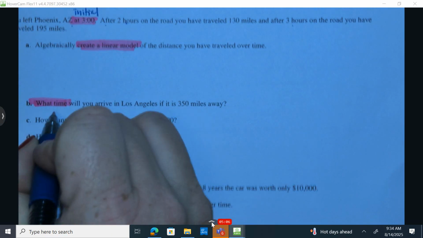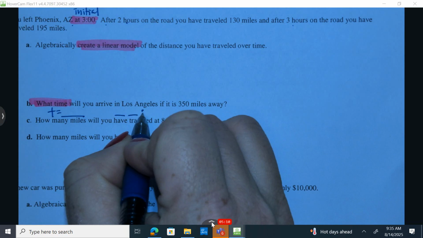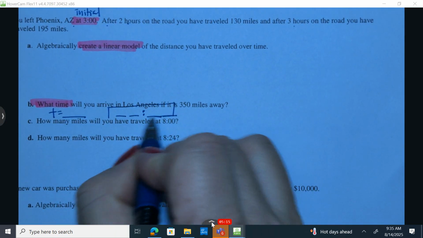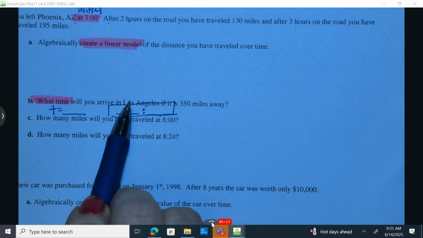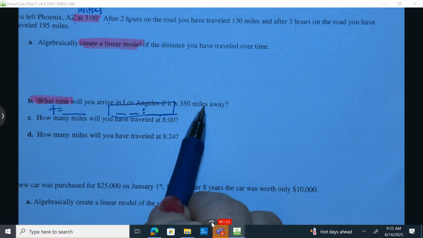So I'm going to write right here, we need to figure out a t value, and then we're going to have to go back into time. So here's going to be like my time. I'll have an hour and I'll have minutes. This is ultimately what I need for a final answer. What time will you arrive if the distance to Los Angeles would be 350 miles?